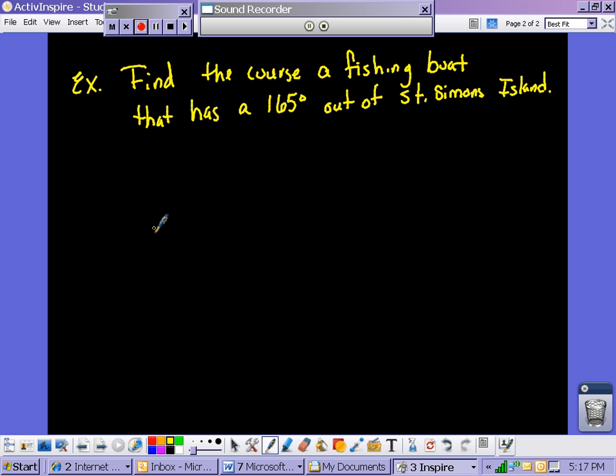So we're going to draw this. Not a very good line, but you guys will get the picture. So looking at this, where's my island? Remember, we always start here, so this is going to be St. Simon's Island right here. Okay, so it says find the course of a fishing boat.